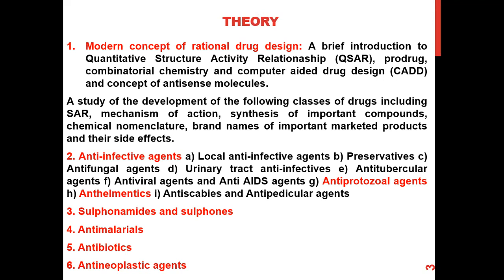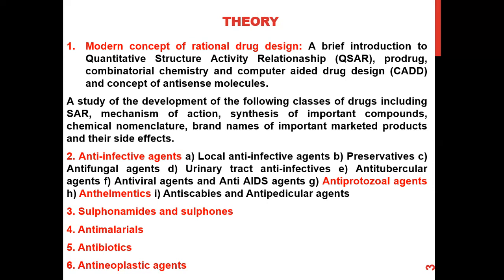So, topic one will be a brief introduction to QSAR, prodrug, combinatorial chemistry, and CAD. And for the chapters on all the medicinally active agents, we are going to study the classes of drugs, including their SAR, MOA, and synthesis of the compounds. Along with it, we are going to study the nomenclature and the brand names of important marketed products with their side effects. So in the theory part, we are going to cover anti-infective agents, wherein we have local anti-infectives, preservatives, antifungals, UTI agents, anti-tubercular agents, antiviral, anti-AIDS, anti-protozoal, anthelmintics, anti-scabies, and anti-pedicular agents.